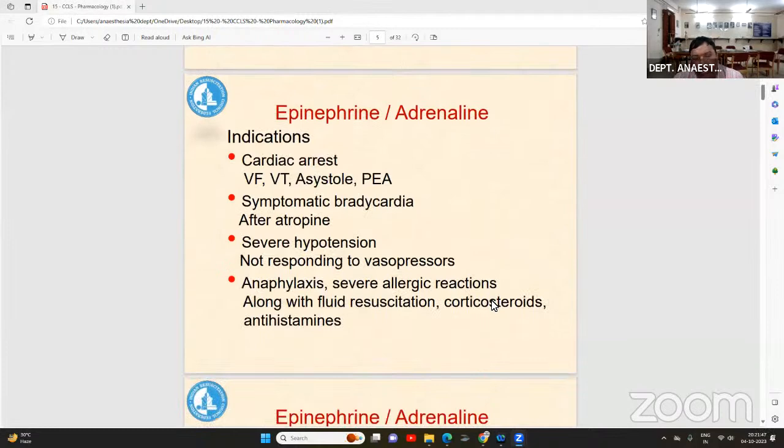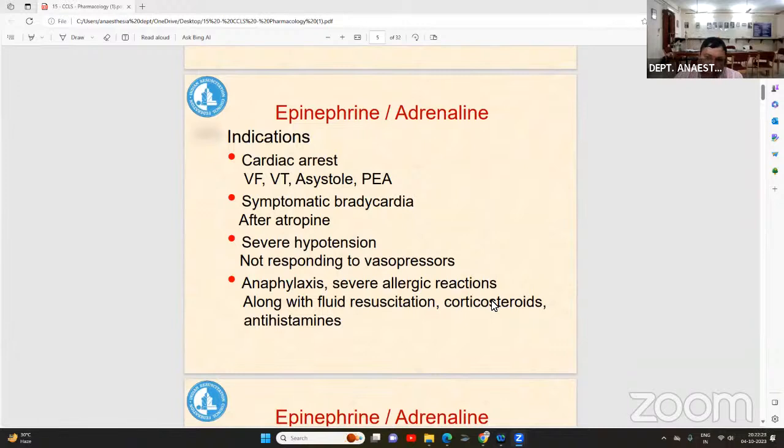Mainly the indications, as I said earlier, are cardiac arrest: VF, ventricular fibrillation, pulseless VT, asystole, and pulseless electrical activity. In symptomatic bradycardia, it is not the first line. In symptomatic bradycardia, always give atropine first. You can use atropine up to a maximum of 3 milligrams. If there is no response, only then should you switch to epinephrine. In case of severe hypotension not responding to vasopressors, when you have tried other vasopressors and it is not responding, you can use epinephrine, but not as a bolus dose in severe hypotension. Maybe you can use it as an infusion.